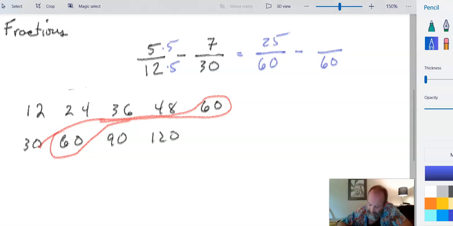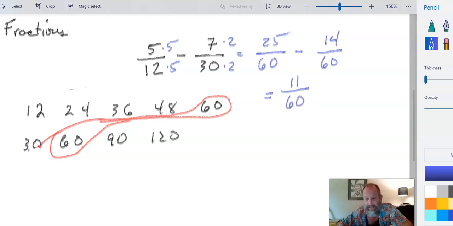And then over here, you notice 60 is the second on the list, which means it's 30 times 2, although you guys probably knew that, which means that this 7 times 2 is going to give me a 14. So if I have 25 minus 14, that gives me 11. And so I get 11 over 60.